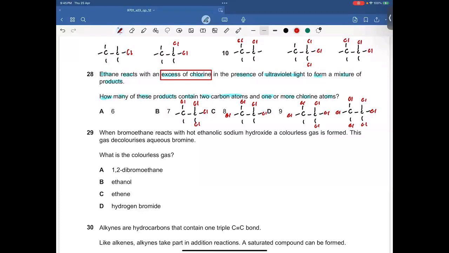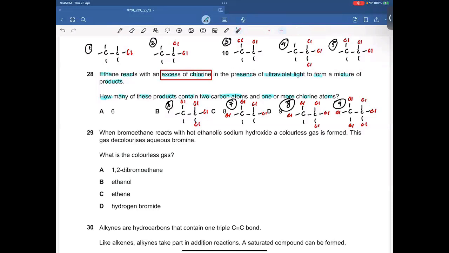So this is my first structure, first isomer. This is my second isomer. This is my third. This is my fourth, fifth, sixth one, seventh, eighth, and ninth isomers. So total 9 isomers we have.